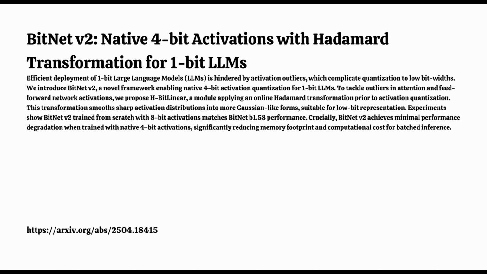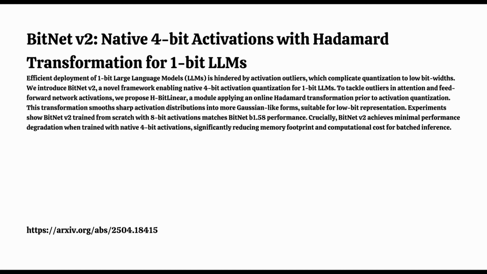Exactly. There's this persistent challenge with 1-bit LLMs. Getting the activations down to really low bit widths is tough. Why is that so hard? It comes down to these things called activation outliers, sort of extreme values pop up in the calculations. And those outliers make it difficult to compress the activation data without losing important information. Precisely. It complicates the quantization process quite a bit.